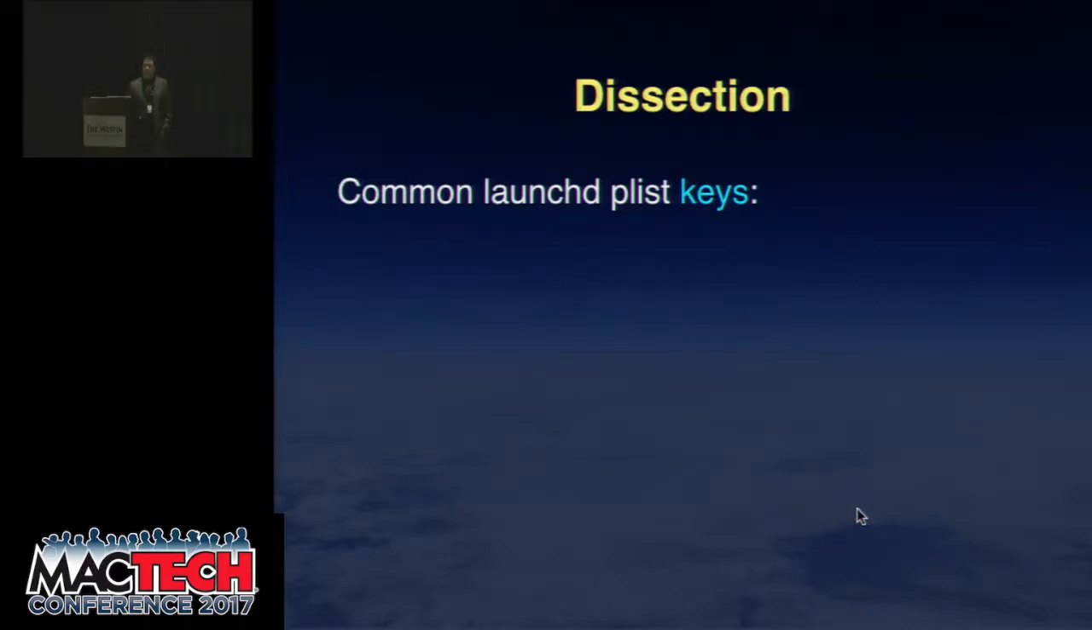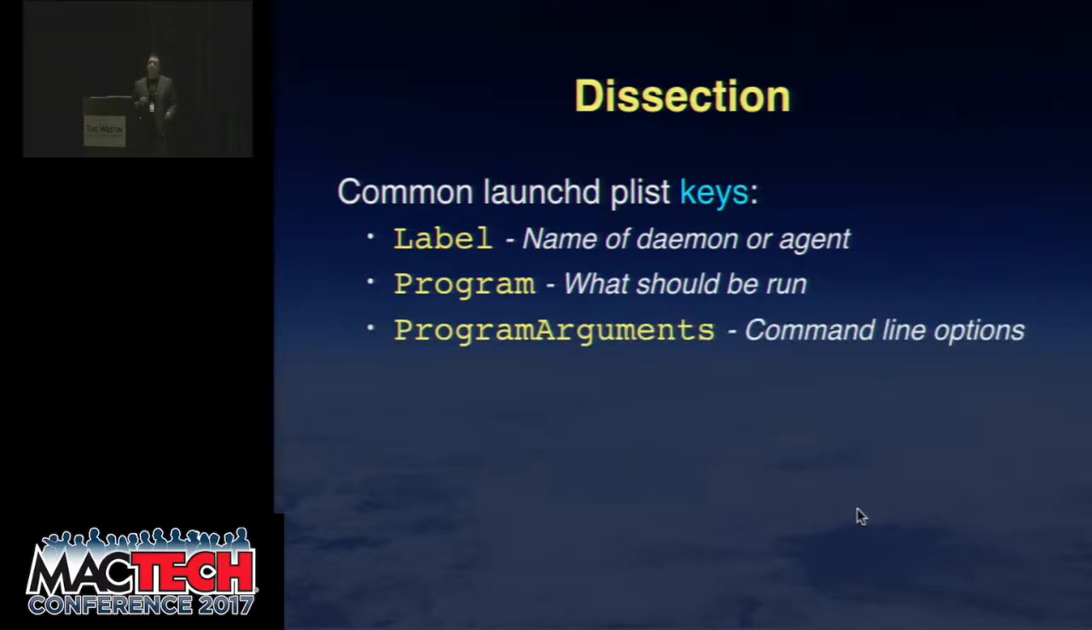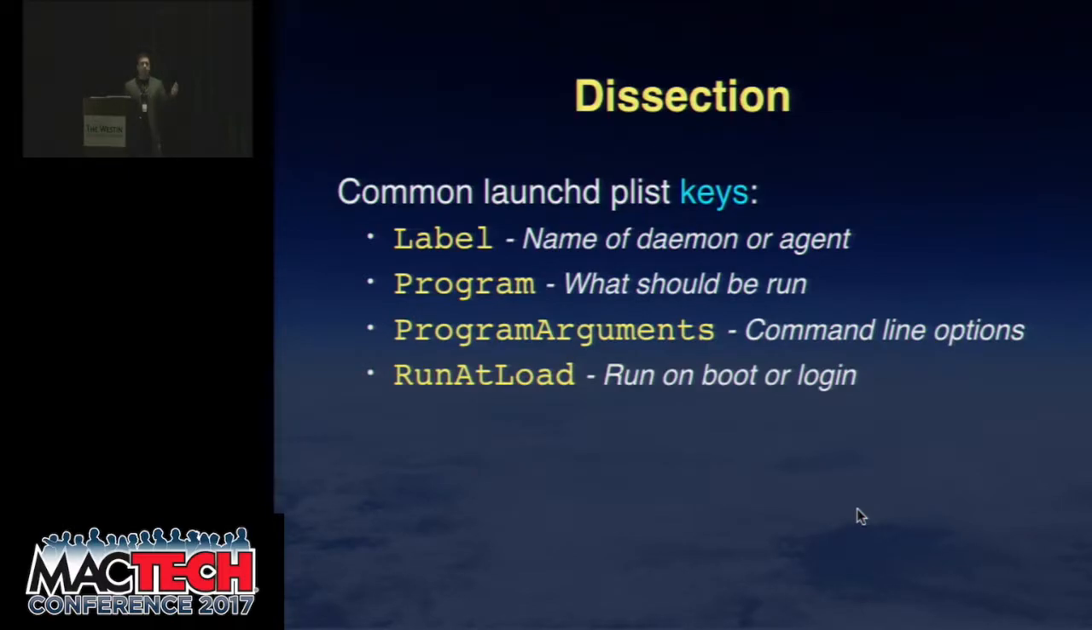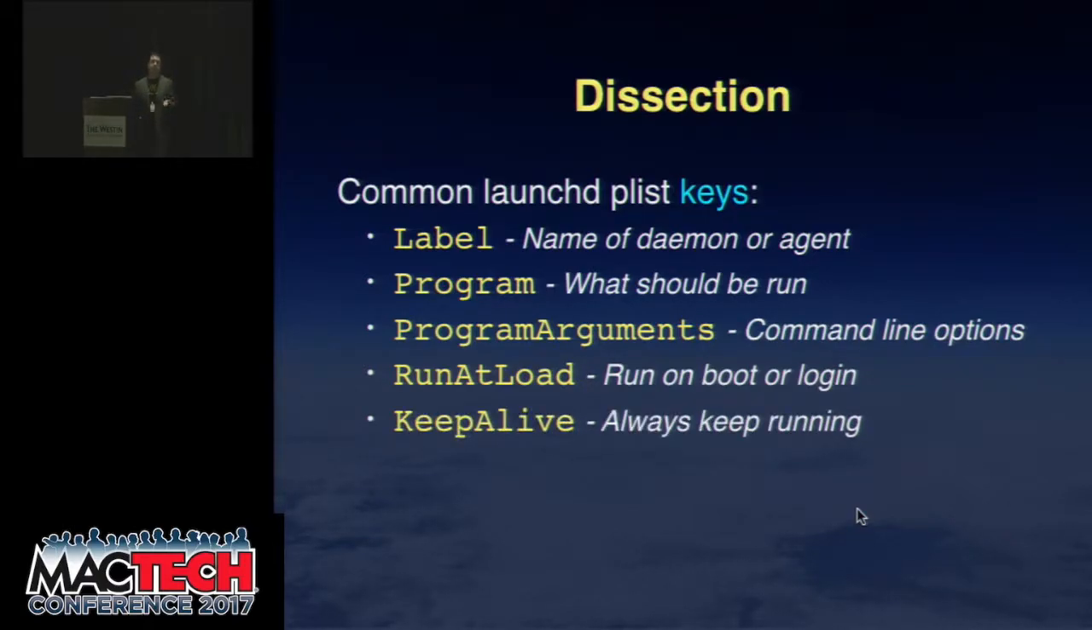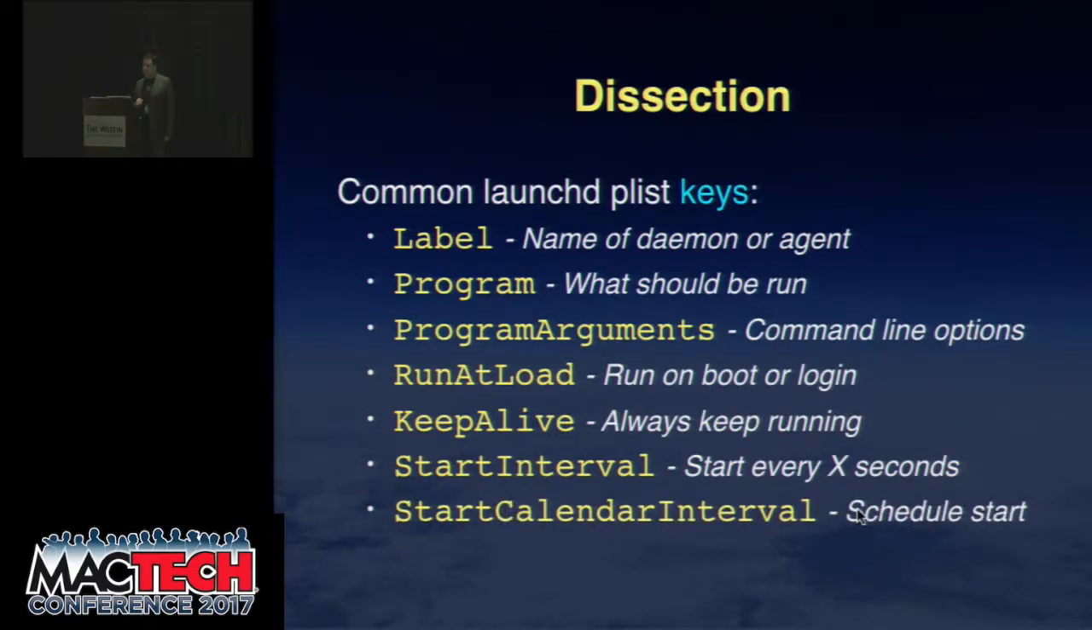Some common launchd plist keys that you'll see are Label. Every launchd plist has a key of Label, and that's the name of the daemon. Then Program or ProgramArguments. This is what should be run, or the command line arguments for what should be run. These are sometimes used interchangeably, and sometimes used together. RunAtLoad means, if it's a daemon, does it load immediately when you turn the computer on? If it's an agent, does it run when the user logs in? KeepAlive is keep the process running at all times, like that Finder example I just gave. StartInterval is start this process every so many seconds. And StartCalendarInterval is scheduled start, like I want it to run on this day at this time.